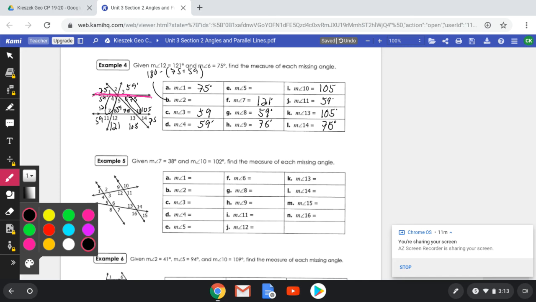Yeah, 46. So that means angle 2 is 46, which then means for angle 5, since angles 2 and 5 are vertical, it is also 46 degrees.